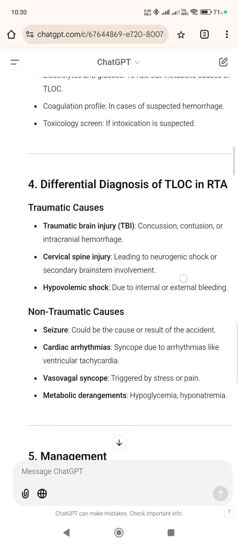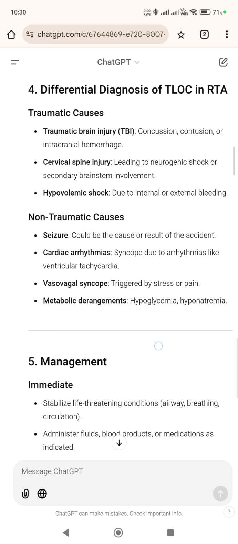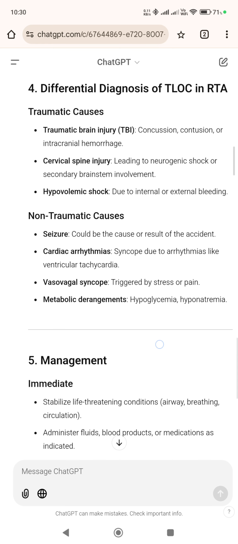4. Differential diagnosis of TLOC and RTA. Traumatic causes. Traumatic brain injury, TBI: concussion, contusion, or intracranial hemorrhage. Cervical spine injury, leading to neurogenic shock or secondary brainstem involvement. Hypovolemic shock, due to internal or external bleeding.